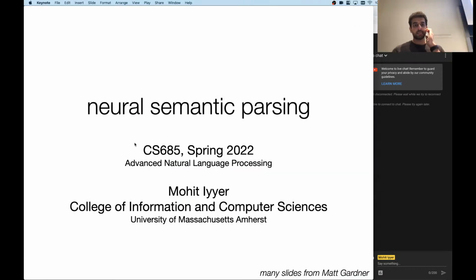So today's topic is semantic parsing. So we're switching from the syntactic parsing that we saw on Monday to semantic parsing, which involves converting natural language into some sort of meaning representation that can then be potentially executed, say by a robot or by some other agent as a form of instructions.